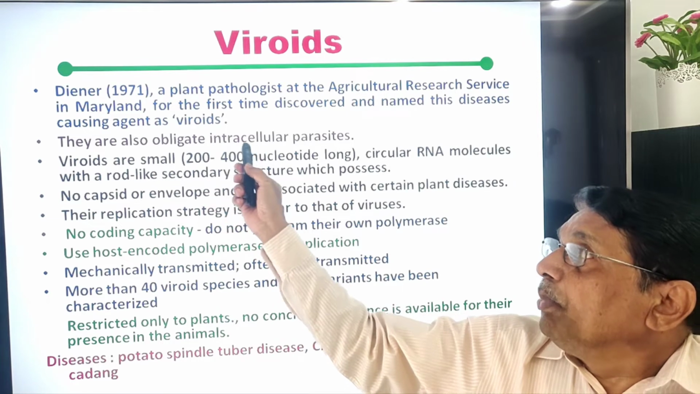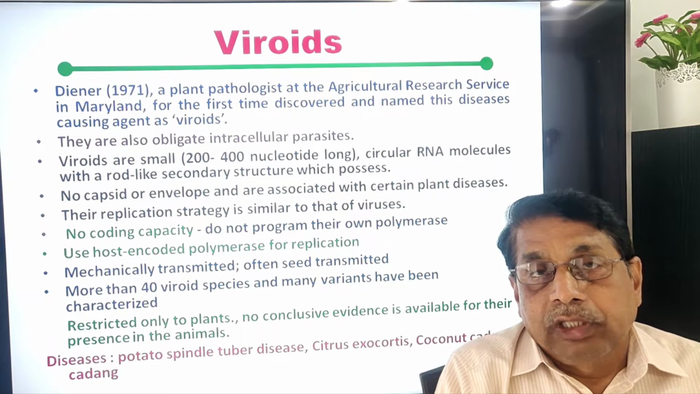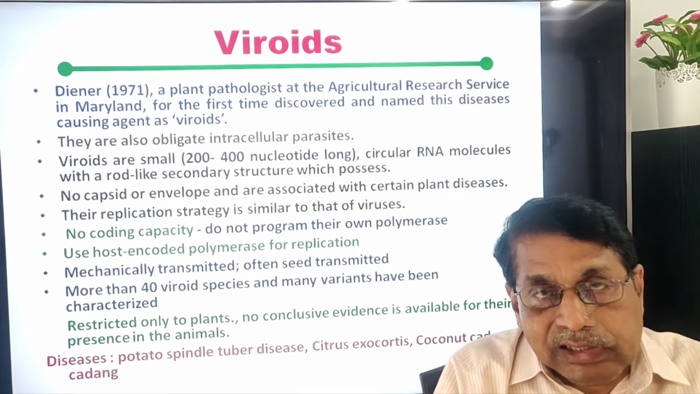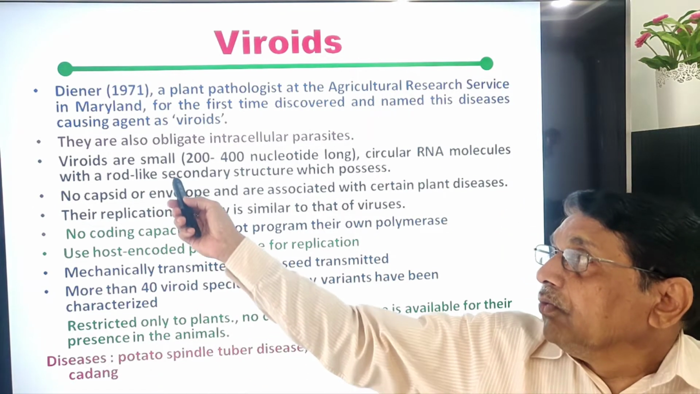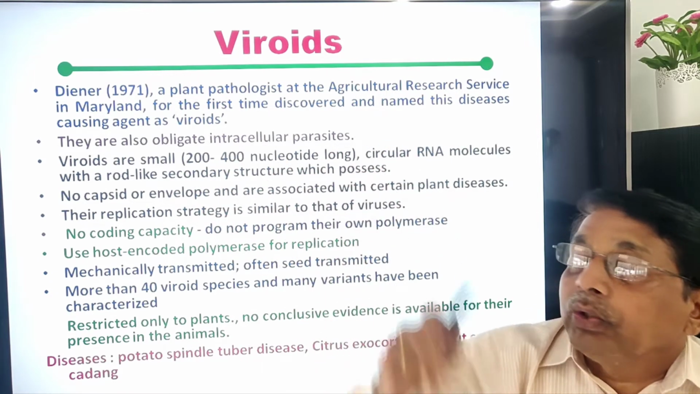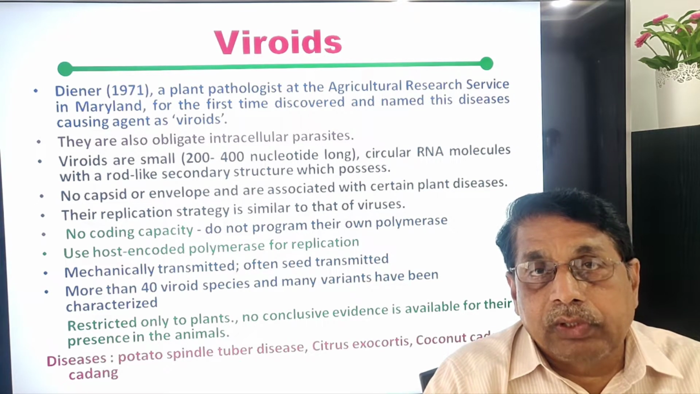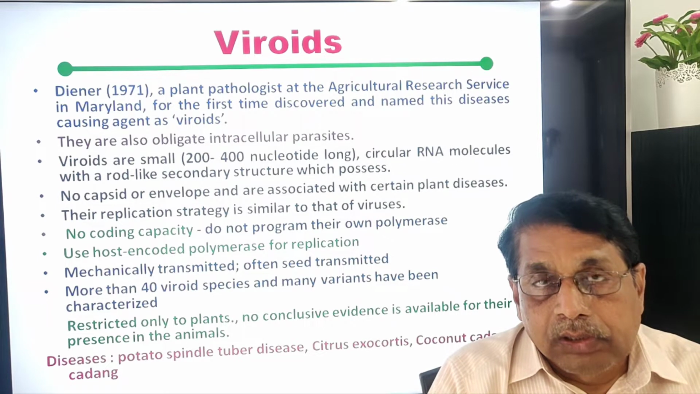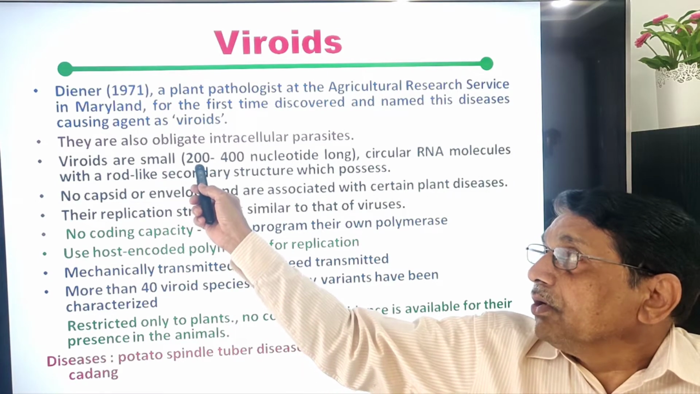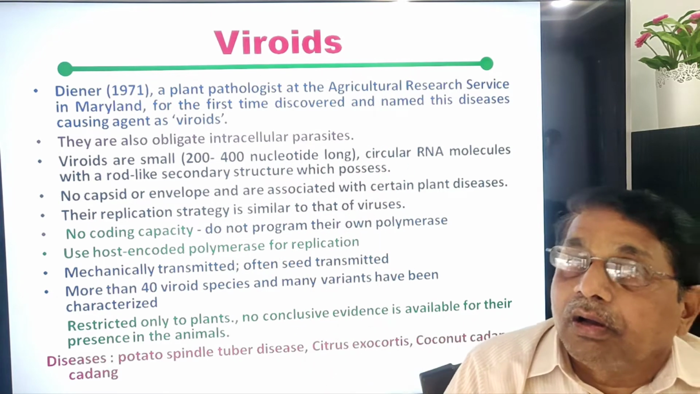They are also obligate intracellular parasites. They live only inside the cells, living cells. Within the cells, intracellular, viroids are small, 200 to 400 nucleotides long. For example, if you take A, T, G, C, 4 nucleotides. Similarly, here, the viroids consist of RNA which is 200 to 400 nucleotides long.